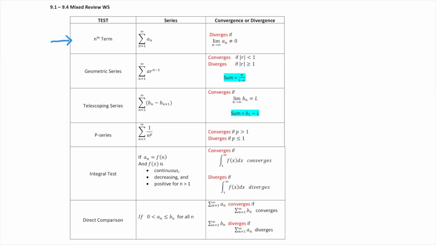Afterwards, look for structures. Geometric series, find the r value. Telescoping series are often disguised as rationals. Your p series, if we have 1 over n to the p, remember the p series is really convenient to use for your direct comparison test. Your integral test is best used if you can easily integrate your function. And then your direct comparison test is now a nice tool for you to use for the structures of problems that are non-standard.